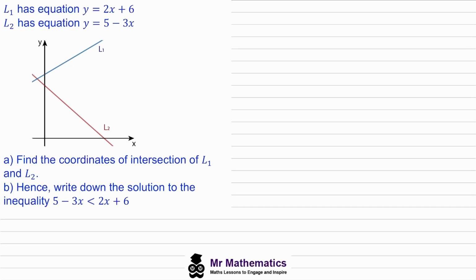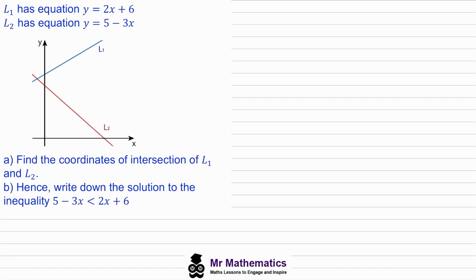Hi everybody. In this video, I'm going to show you how to solve inequalities using graphical methods. We're given two lines, L1 and L2. L1 has the equation y equals 2x plus 6, and L2 has the equation y equals 5 minus 3x. For part A, we've been asked to work out the coordinates of the intersection between L1 and L2, which is this point here.